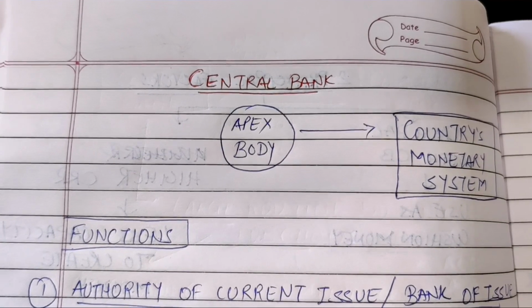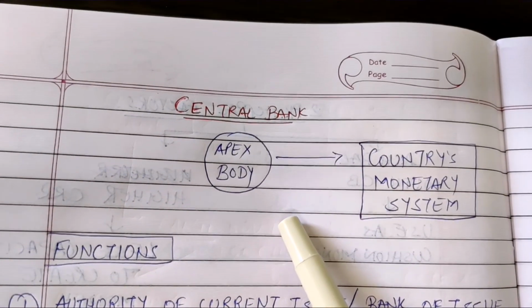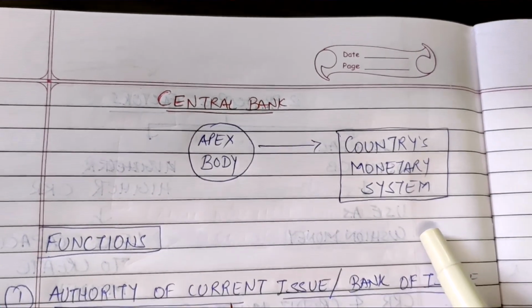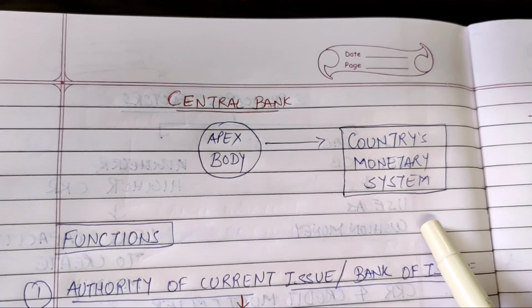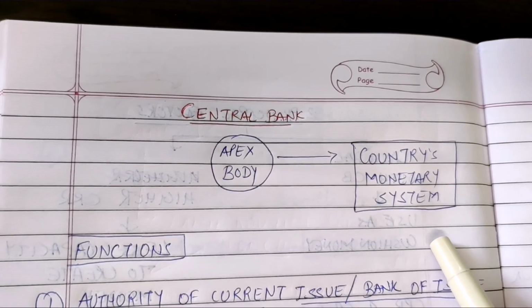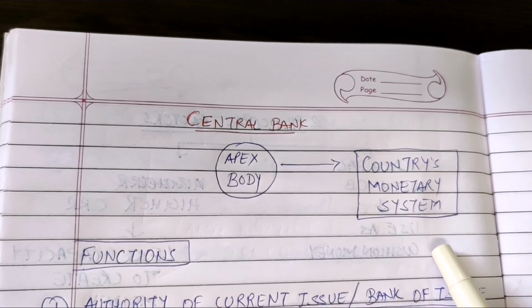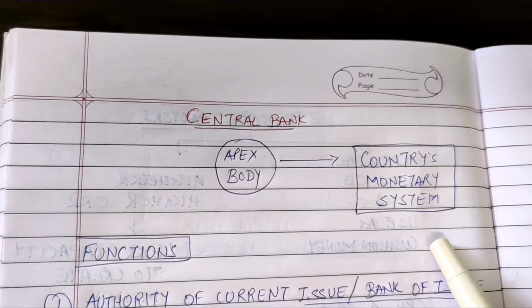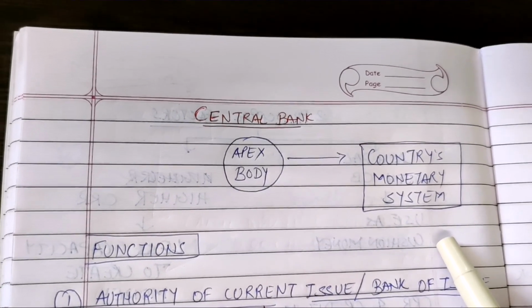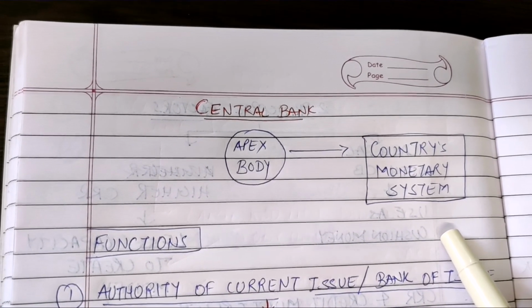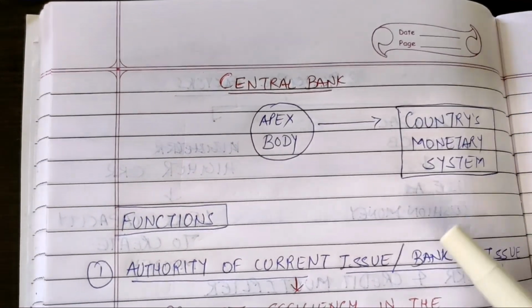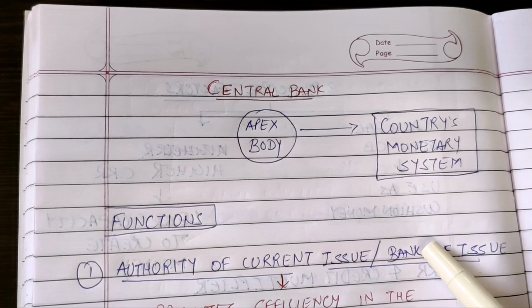Basically, central bank here is an apex body which provides the country's monetary system, or I can say it is an institution of a country's monetary system. It is basically designed and controlled for the country's monetary policy, which is its main responsibility. Now, India got its central bank in 1935. The name is Central Bank of India. So, it is the apex bank engaged in banking regulations of the commercial banks in India.